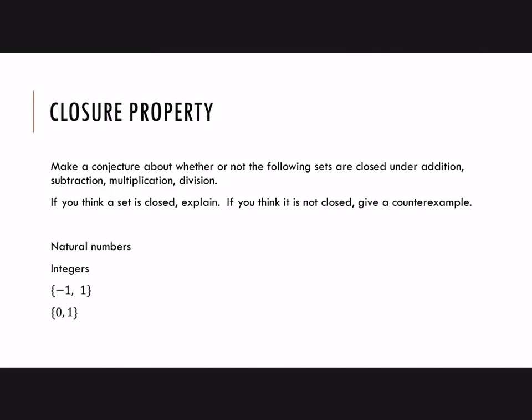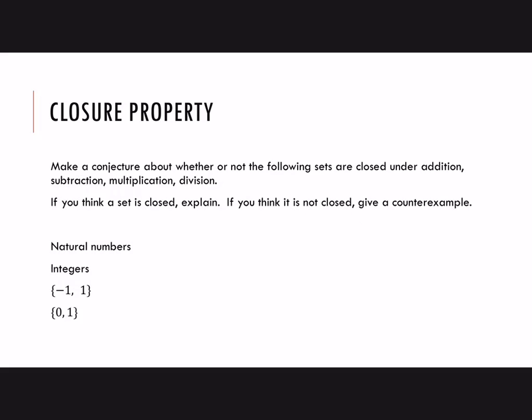Okay, let's try some other examples. Make a conjecture about whether or not the following sets are closed under addition, subtraction, multiplication, and division. So these sets are not the set of real numbers, so we don't know for sure anything about these. We have to check and decide whether or not they're closed. If you think the set is closed, explain. If you think it's not closed, give a counterexample. So for instance, the one we just did, 5 divided by 0, that's a counterexample to show that the real numbers are not closed under division.